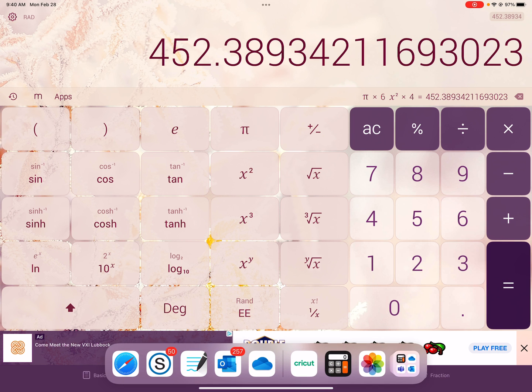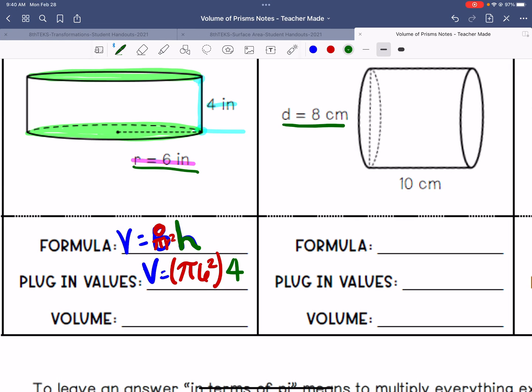So our volume equals 452.39. If you don't believe me, pause it and check it in your own calculator.